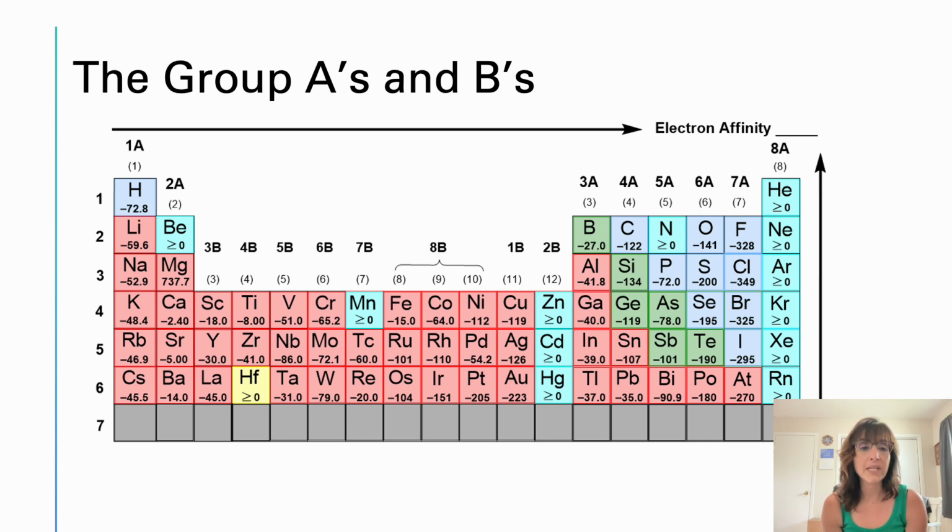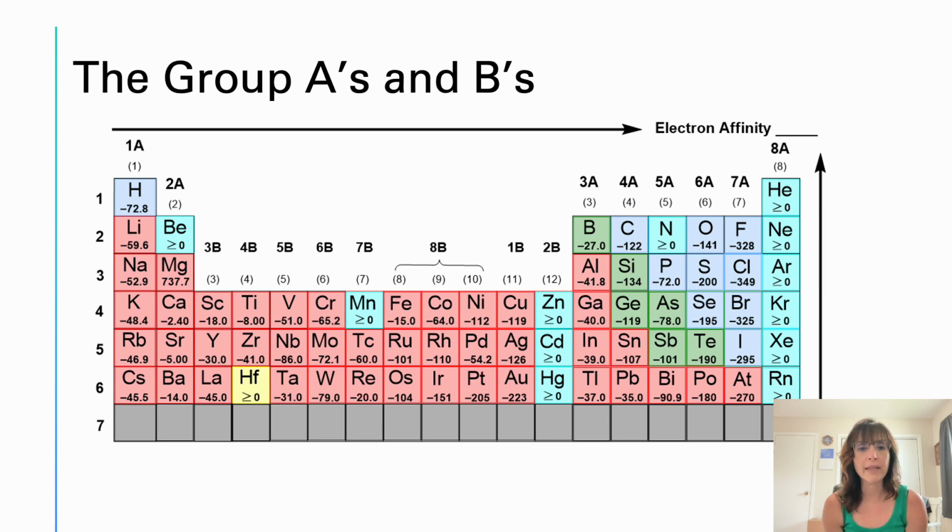Well, some of these columns have names. 1A are the alkali metals, but that does not include hydrogen because it's not a metal. 2A are the alkaline earth metals. 5A, where the nitrogen is, they are pronounced pnictogen, even though it starts with a P. 6A are the chalcogens, 7A halogens, and 8A noble gases.